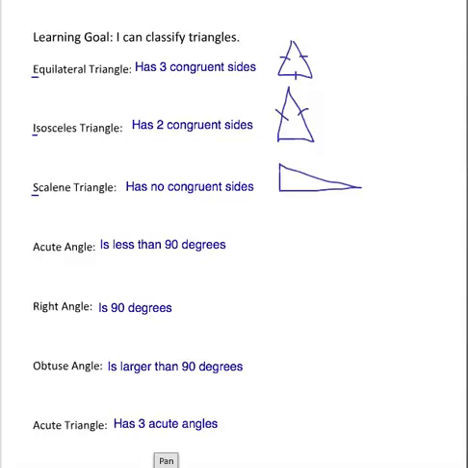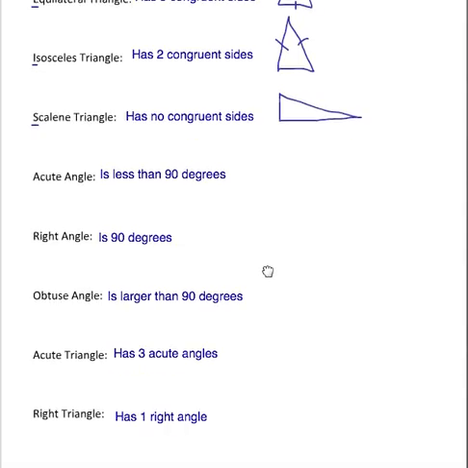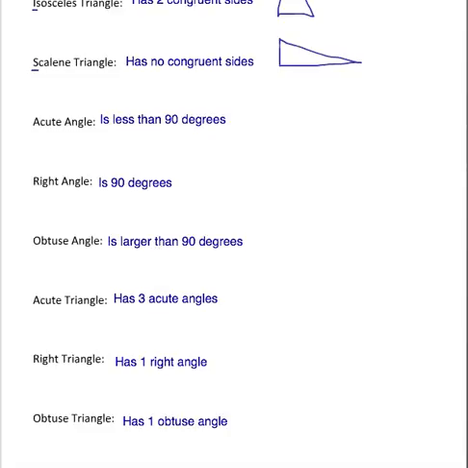The next thing that we're going to talk about is angles. We can classify triangles by their angles. So let's first talk about angles. There are three types of angles. You have an acute angle, which is less than 90 degrees. You also have a right angle, which is 90 degrees, and you have an obtuse angle, which is larger than 90 degrees. A right angle is an angle that would make the corner of a box, and normally you'd see it represented with a little box in the corner. That is a 90-degree angle. If you were to measure it, it would be 90 degrees.